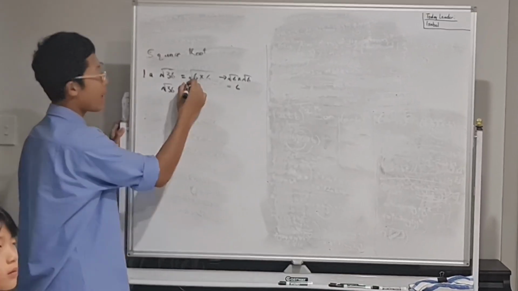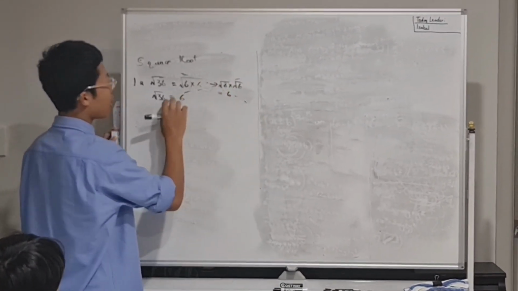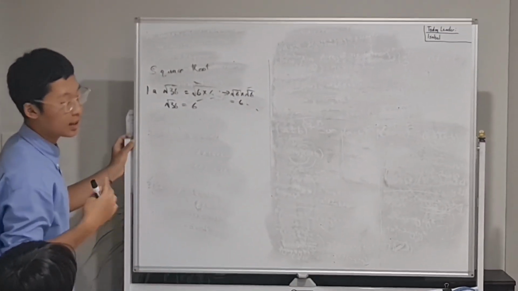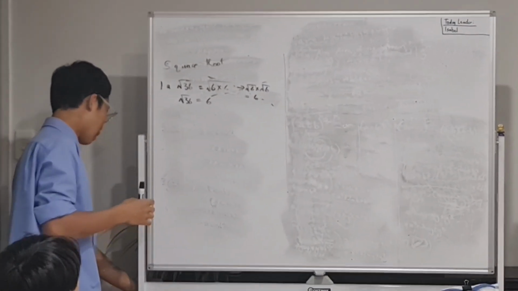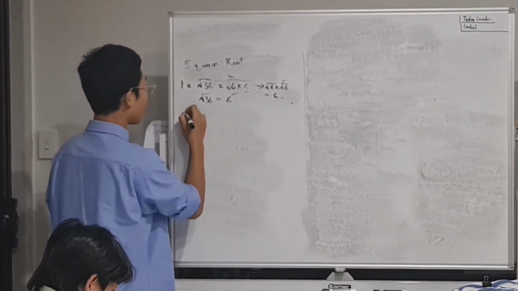This one, don't worry about it. You don't need to worry about that. Right now you just have to worry about 36. You just have to use your common sense and understand that 6 will be the square root. Next, B.